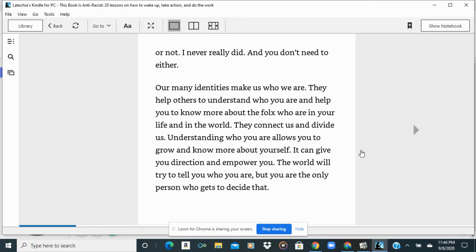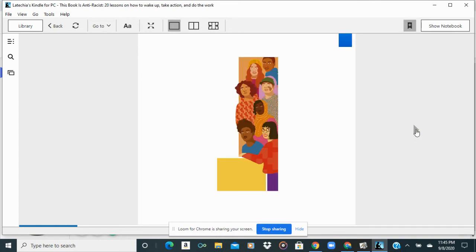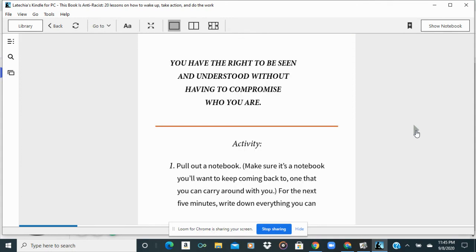Our many identities make us who we are. They help others to understand who you are and help you to know more about the folks who are in your life and in the world. They connect us and divide us. Understanding who you are allows you to grow and know more about yourself. It can give you direction and empower you. The world will try to tell you who you are, but you are the only person who gets to decide that. You have the right to be seen and understood without having to compromise who you are.